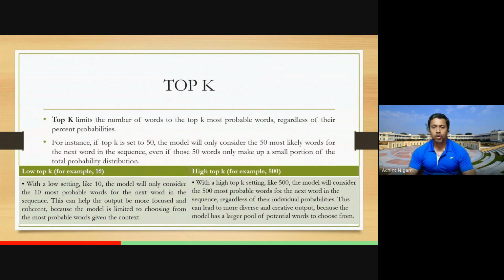So after temperature and top P, I am coming to top K. What does top K do? This is also similar behavior. Top K limits the number of words. The previous one was P for probability, but here top K will limit the number of words to the top K most probable words, regardless of their percent probabilities.